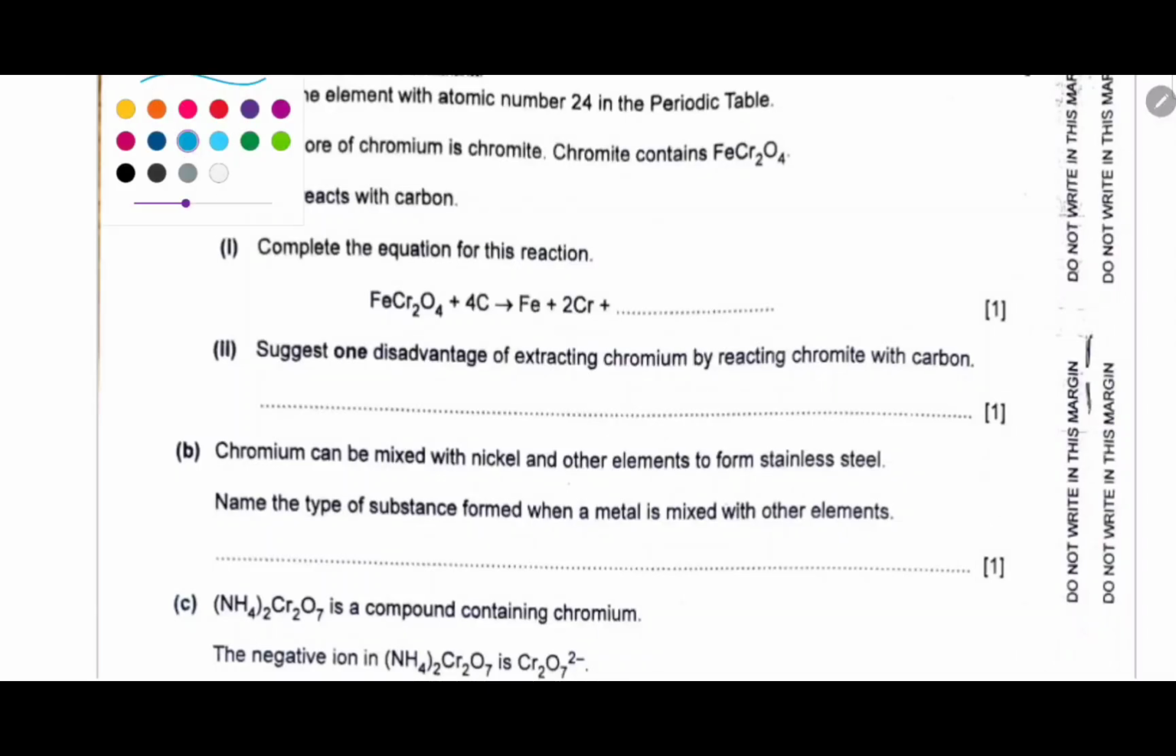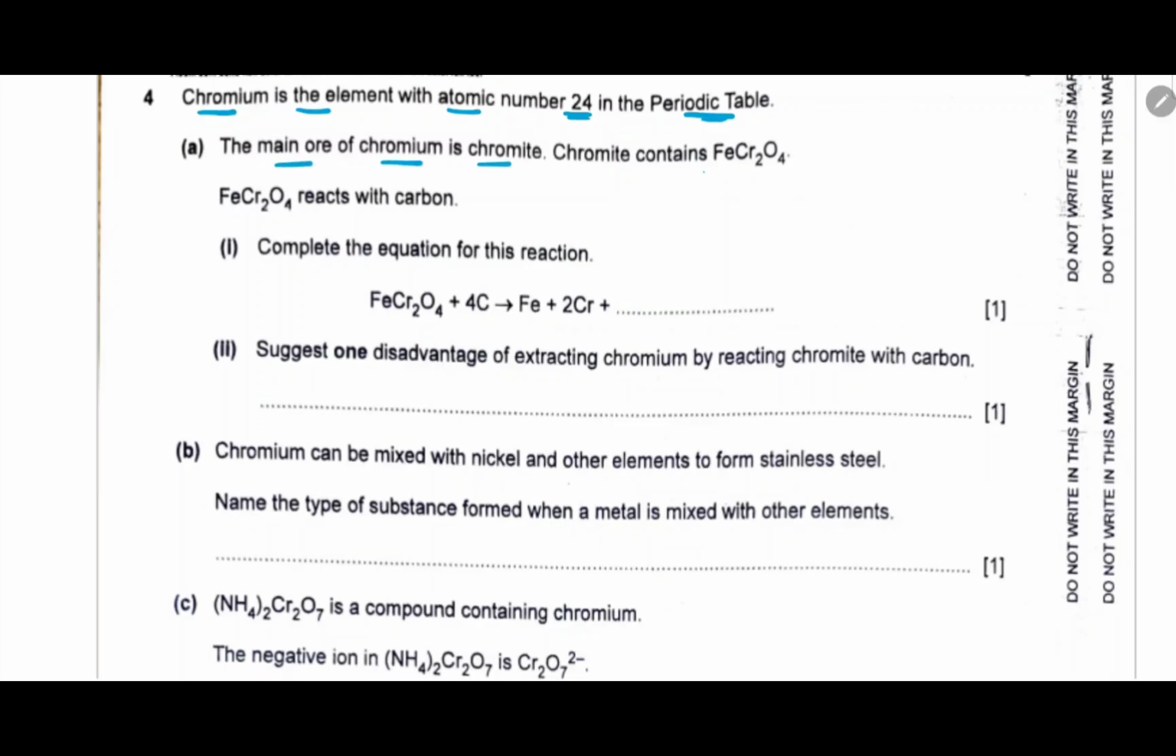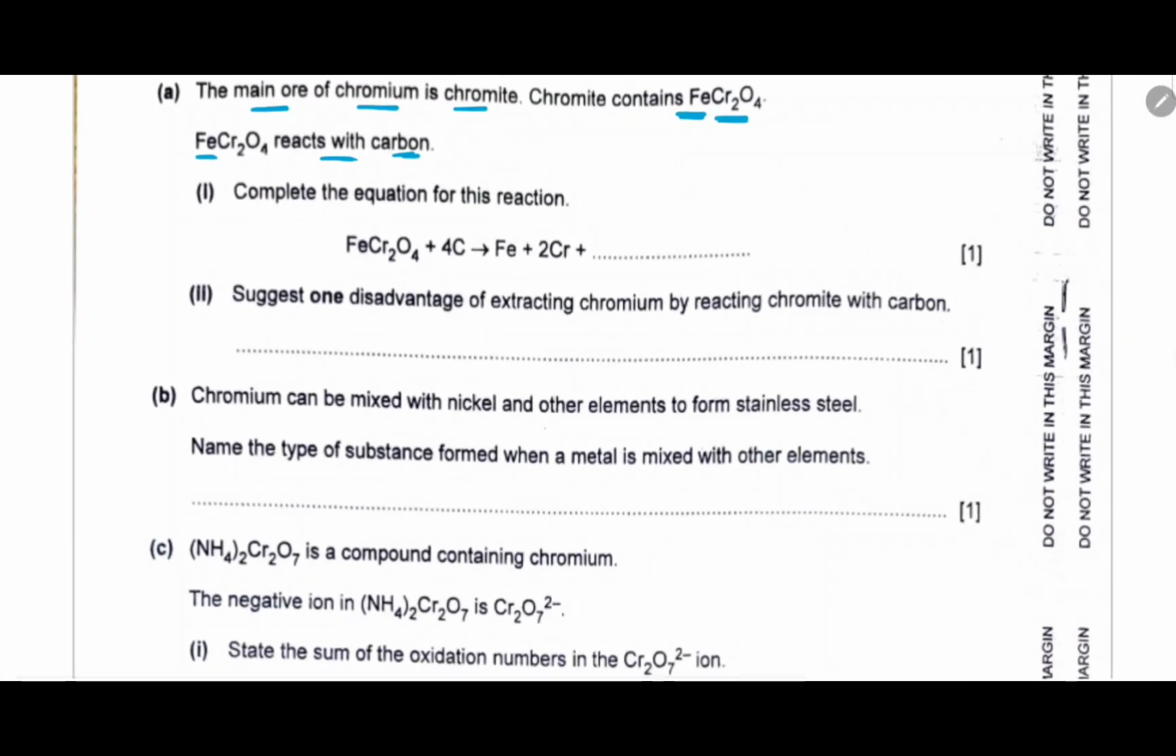Next question is question 4. Chromium is the element with atomic number 24 in the periodic table. The A part: the main ore of chromium is chromite, which contains FeCr2O4. FeCr2O4 reacts with carbon, and the first part is to complete the equation for this reaction.